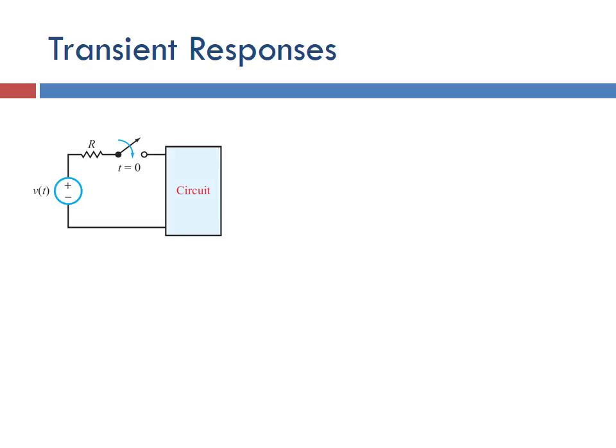So in this slide, we're going to look at transient responses of a DC circuit because it's kind of the easiest way to bridge the gap between DC and AC. So that's what this goal is. So here we have a really simple circuit.